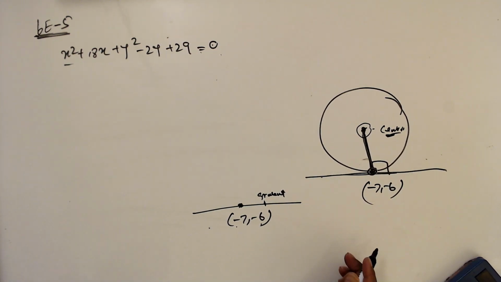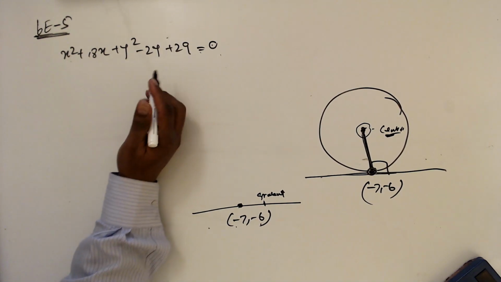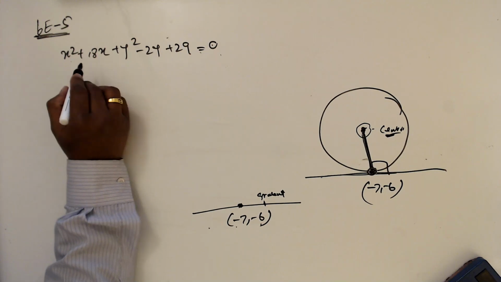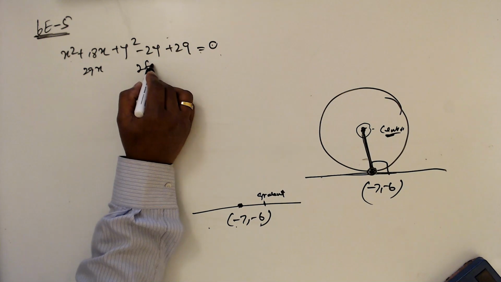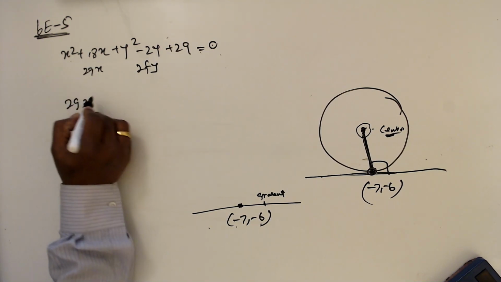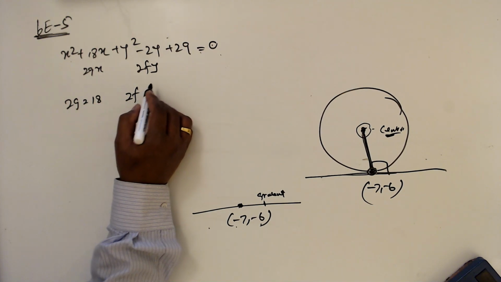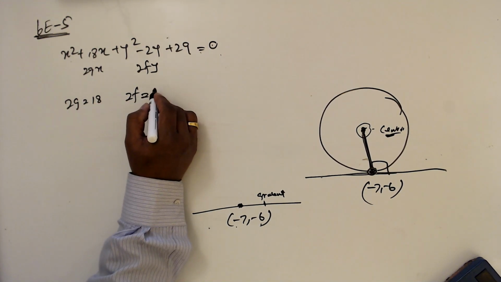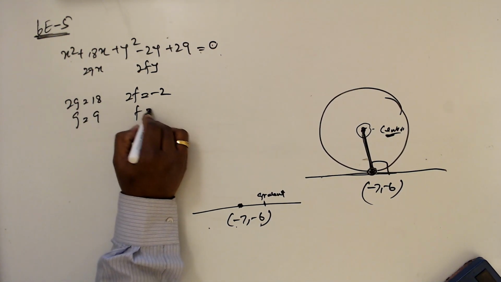Is there any way to find the coordinates of the center? Yes, the equation is given. Now this is going to be 2gx and this is 2fy. Then 2g equals 18 and 2f equals -2. So g equals 9 and f equals -1.